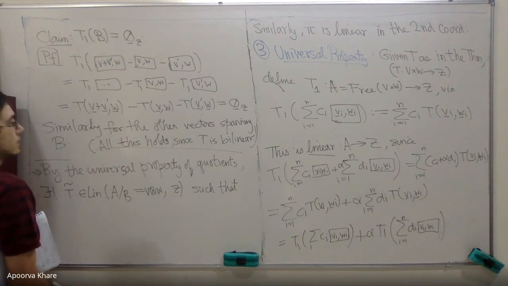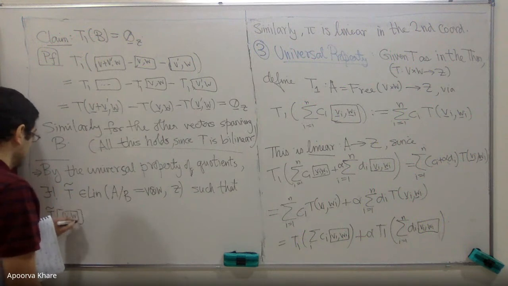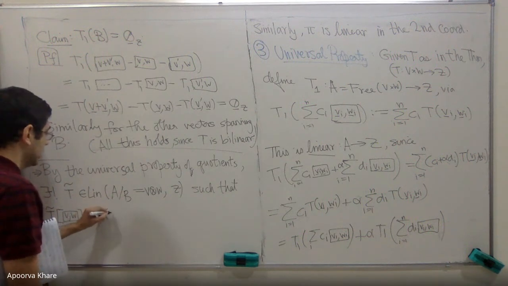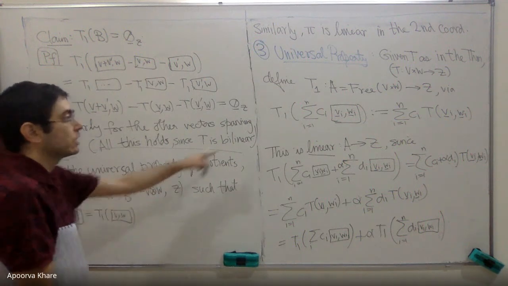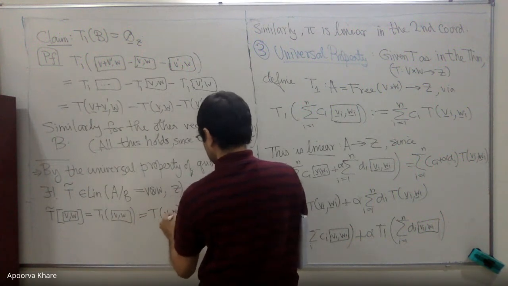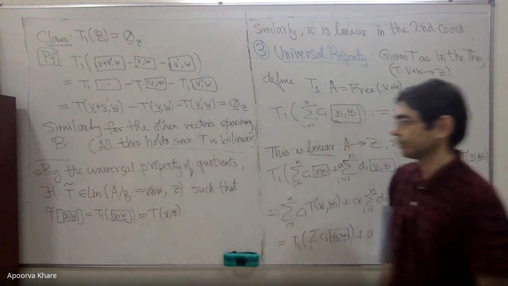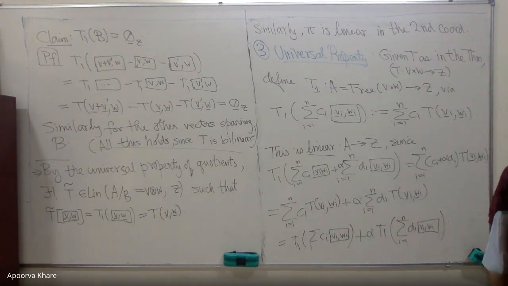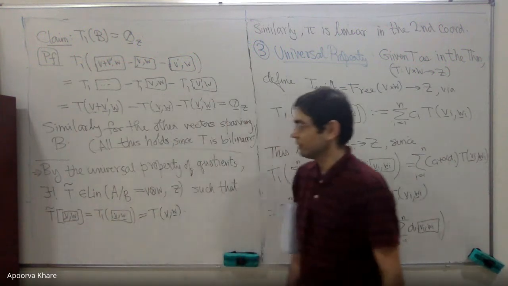Such that T tilde of the equivalence class of (V, W) equals exactly T1 of (V, W). But what was T1 of (V, W)? It was exactly T of V. And that is exactly what we wanted. T of VW is T tilde of the equivalence class of (V, W).